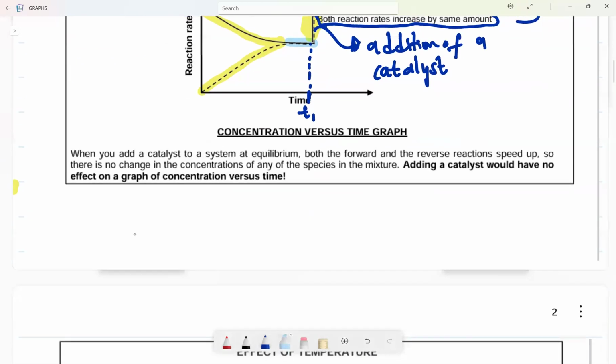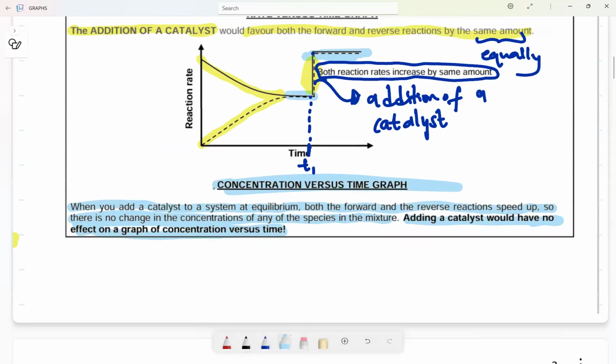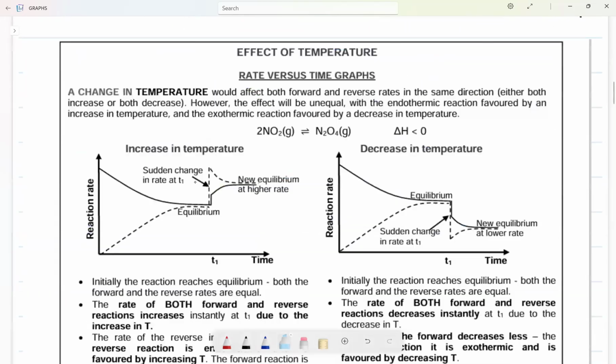Now, they ask us about the concentration curve. Can you see that we do not have it? Why? Because a catalyst does not affect the amount that we have. It only affects the rate. When you add a catalyst to a system at equilibrium, both the forward and reverse reactions speed up, so there is no change in the concentration of any species in the mixture. Adding a catalyst will have no effect on the graph of concentration versus time. Hence, you do not have a graph to illustrate a change there. So that is clear on the catalyst graph, I believe. They like it in multiple choice, but they can also assess it in an exam question.